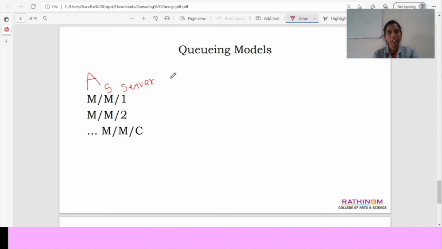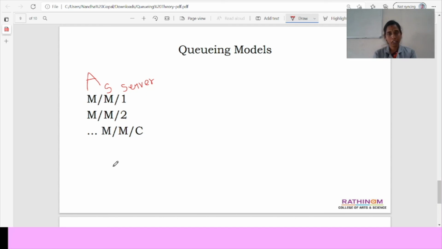What is the meaning of M/M/C? Imagine you are entering a marriage function, where we have a buffet system. The buffet system is the best example for M/M/C. We have more than 2 servers serving different items. Nearly 10 items are given, so we have 10 servers. We call this model M/M/C. So these are the queuing models.